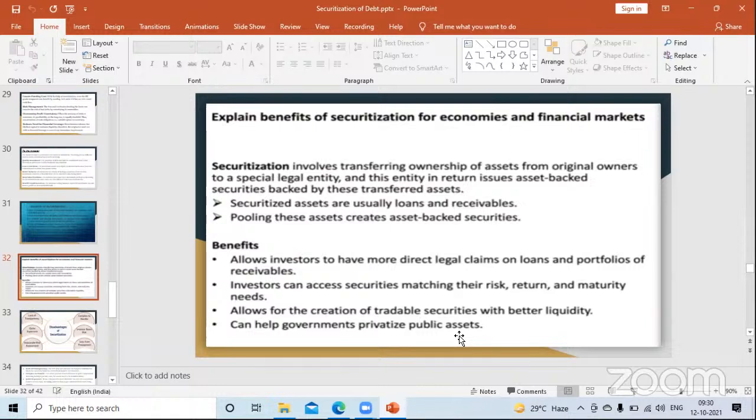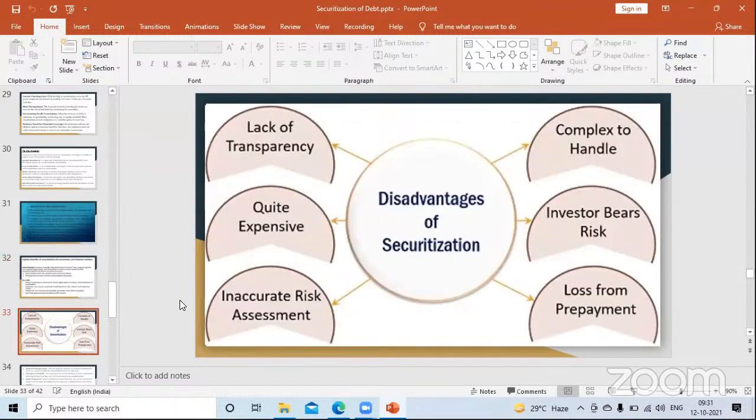It can help government privatize public assets also. So suppose the government is not able to look after such public assets, like public parks and all. These are the assets for the government, right? But then they can privatize that also, if they undergo the securitization process.